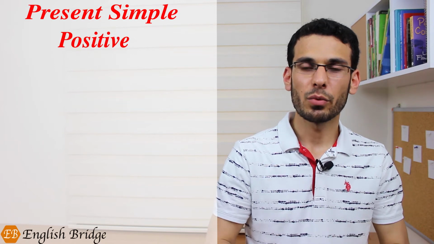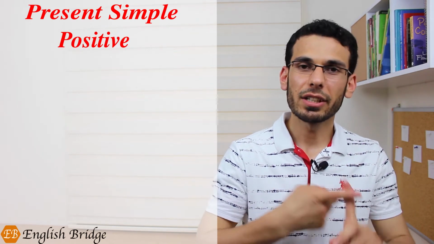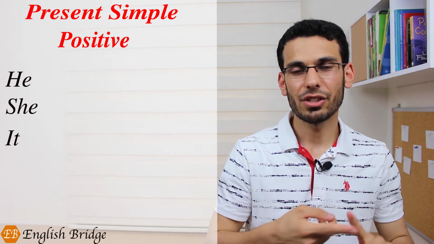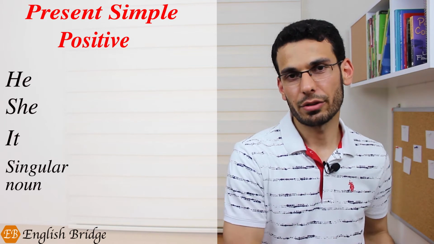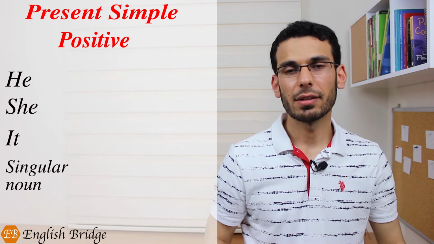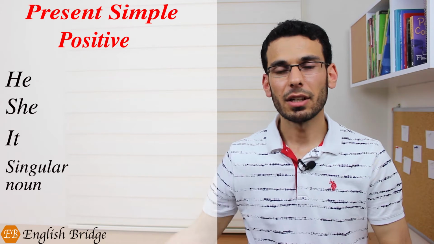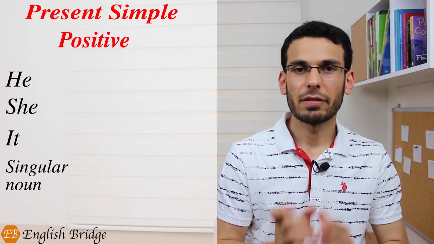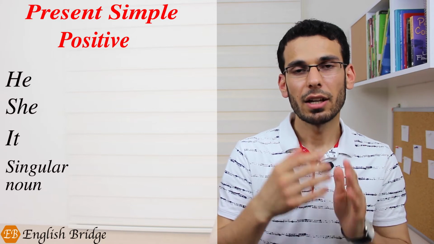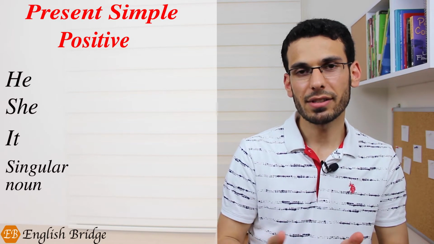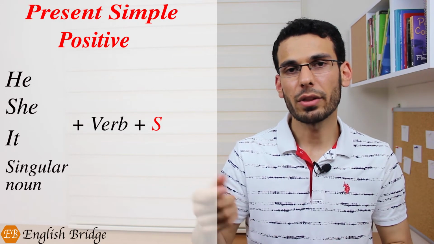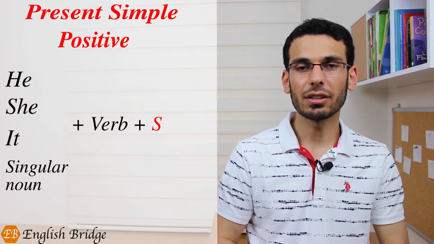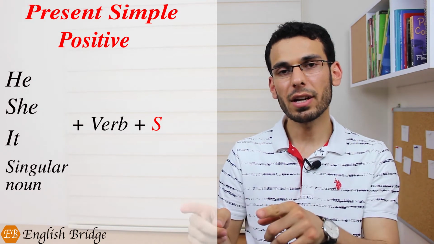The second form is with the other three pronouns, which are he, she, and it. He, she, it, or any singular noun, like my friend, my father, my mother, my sister, Ahmed, David, etc. So if you have any of these subjects, he, she, it, and you want to use it in present simple tense, you should use the verb with s. So after he, she, it, we have a verb and the verb is followed by s.